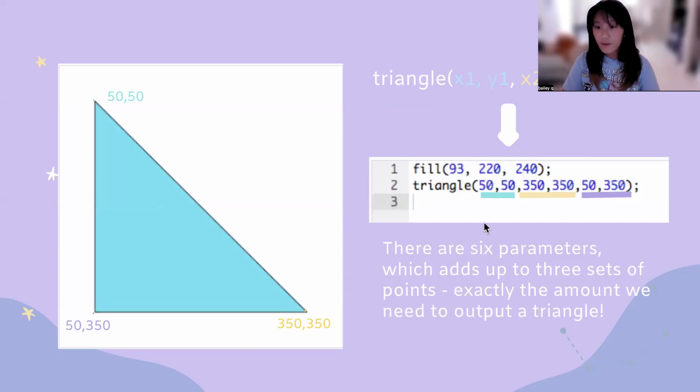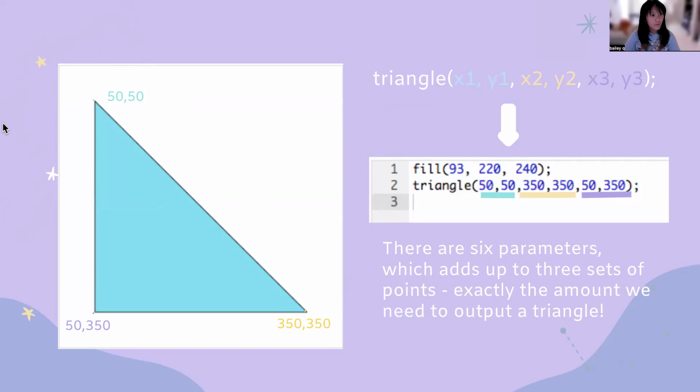So right here, on the right, let me annotate. All right, we have a triangle function, as you can see right here. Triangle x1, y1, x2, y2, x3, y3. So we can take these in and say this is point A. This is point B. And this is point C.